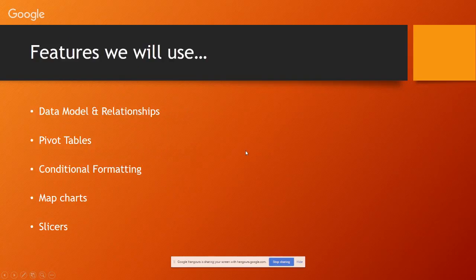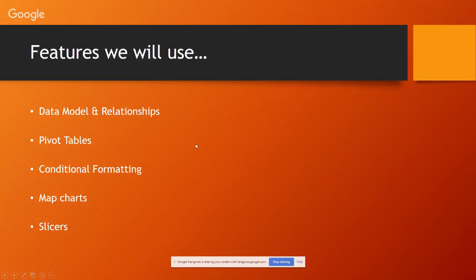Because we will be using Excel for this particular exercise, the features that we will focus on are the data model and relationships. We will work with pivot tables. We will use conditional formatting, map charts and other kinds of charts, and we will use slicers. Those are the features that we will use.